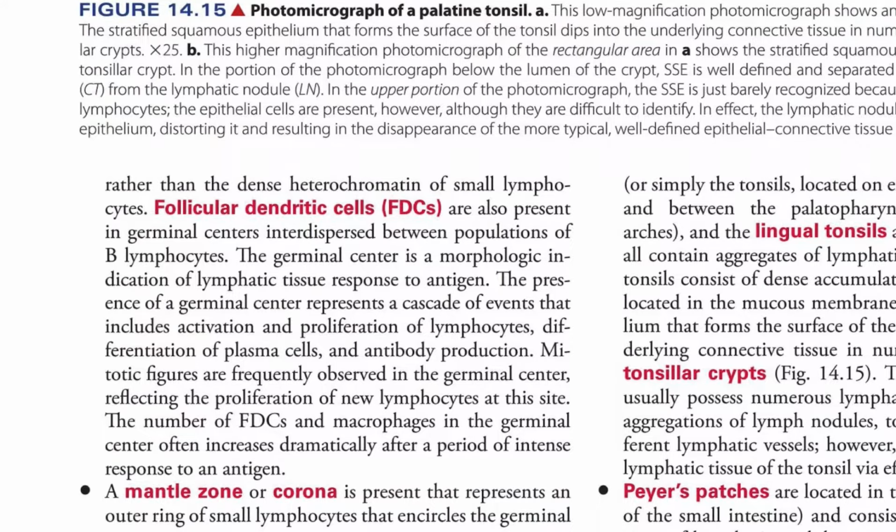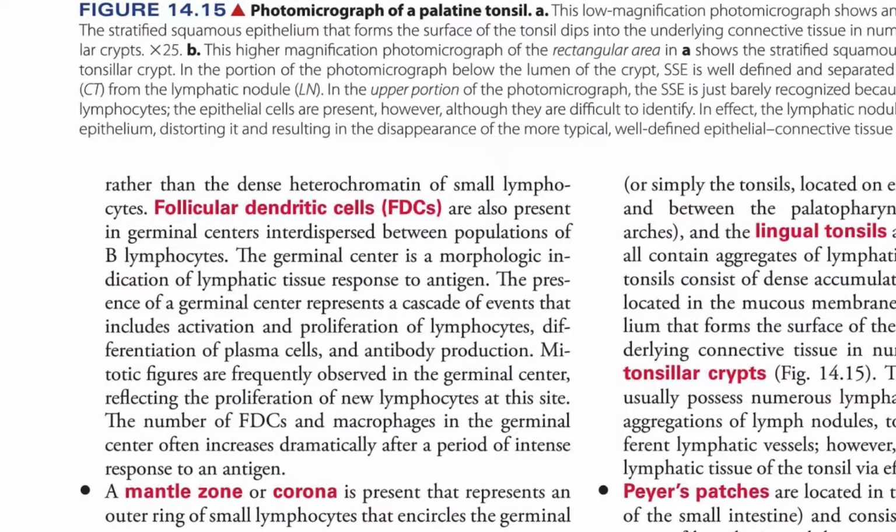Follicular dendritic cells are also present in germinal centers, interdispersed between populations of B lymphocytes. It's important to note that the follicular dendritic cells secrete interleukins that activate B lymphocytes, like interleukin 3. The germinal center is a morphologic indication of lymphatic tissue response to antigen.